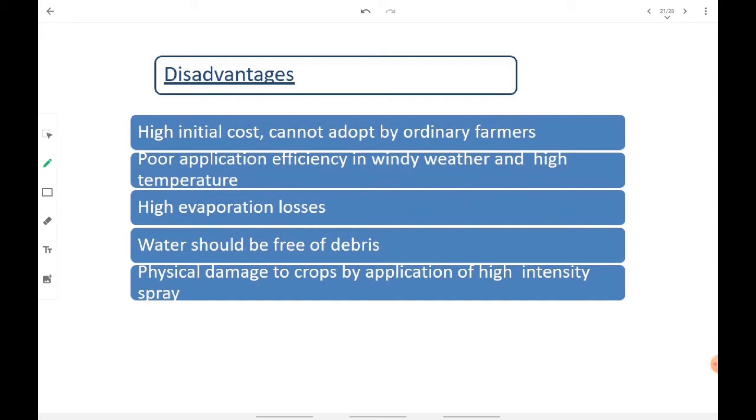And high temperature. When the temperature is high, the soil underneath will be heating, and when you sprinkle water on such hot soil, the instant the water touches the soil, it is going to evaporate. That's why high temperature and strong wind are enemies of the sprinkler irrigation system. High evaporation losses. In summer season, if you carry out this artificial rain simulator, or simply the sprinkler irrigation system, then evaporation will definitely be there. Then water should be free of debris.